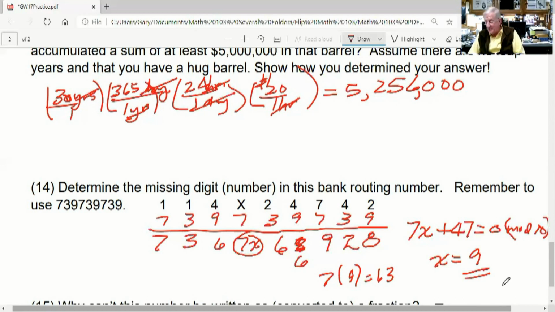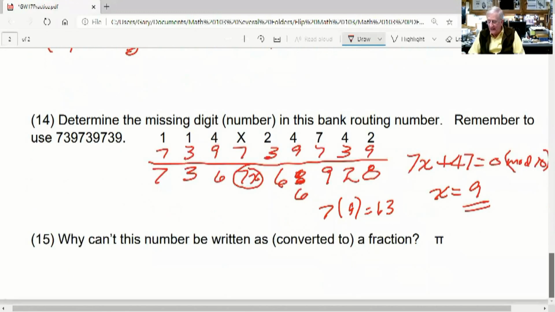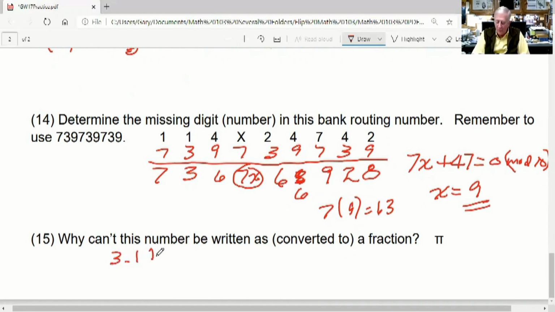And last but not least, let's take a quick look at the very last question. Why can't this number be written as or converted to a fraction? Notice that number is pi. And pi, remember, 3.1415927, keeps going forever. It never repeats. It never terminates. It's an irrational number. And what do we know about irrational numbers? They cannot be expressed as a fraction. Therefore, it can't be done.